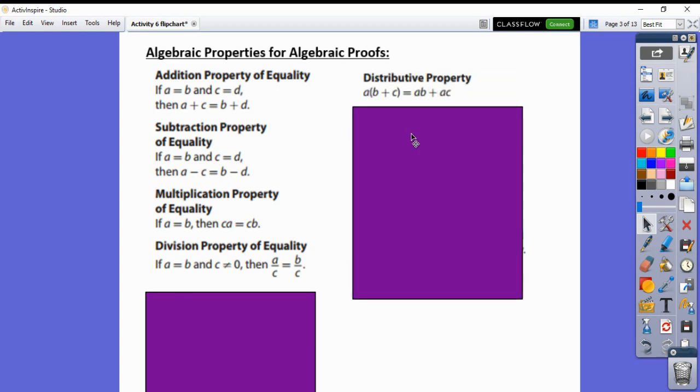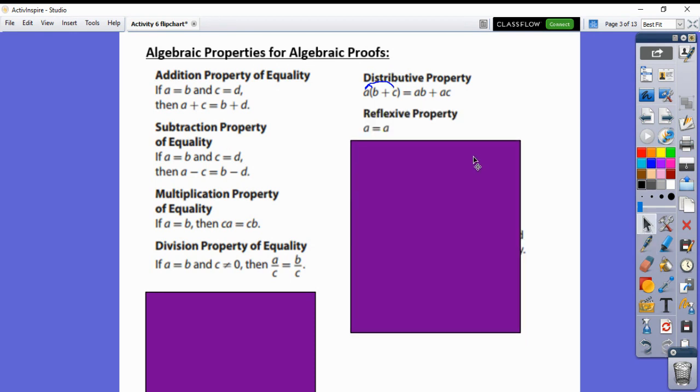Over here, there's some properties that we use a lot that you might not have thought about the name of. The distributive property, I'm sure that you remember this from Algebra 1 class. This says if you multiply A outside the parentheses, you need to multiply A times B, and you also need to multiply A times C. The reflexive property, that says that a number is equal to itself.